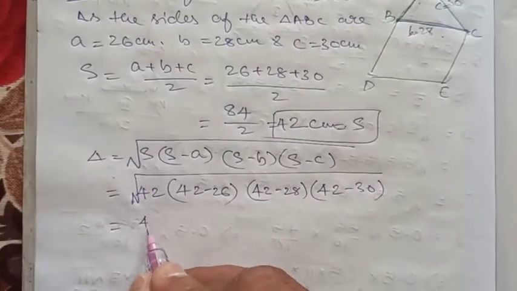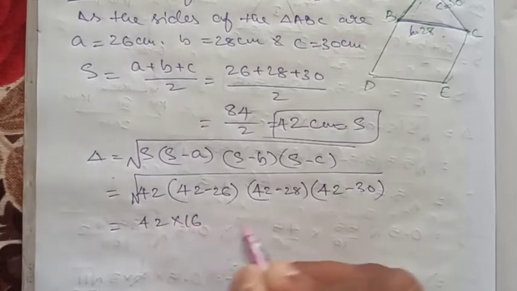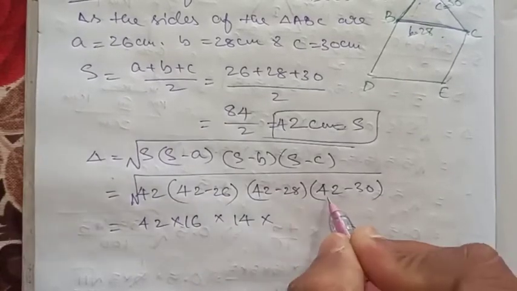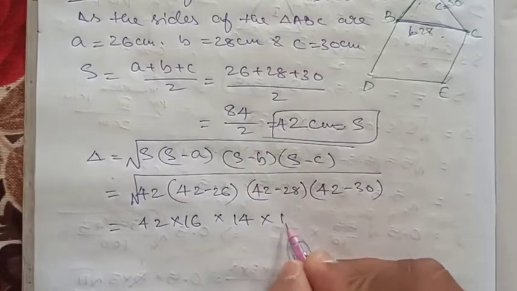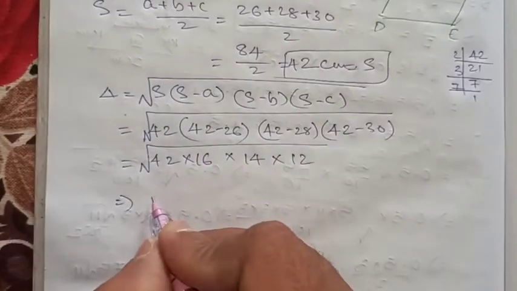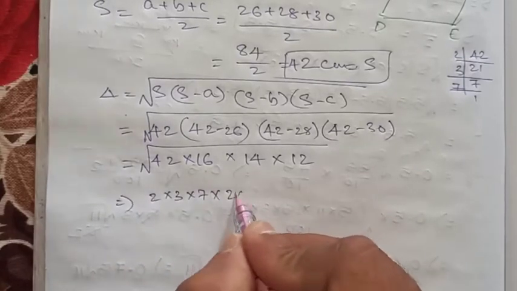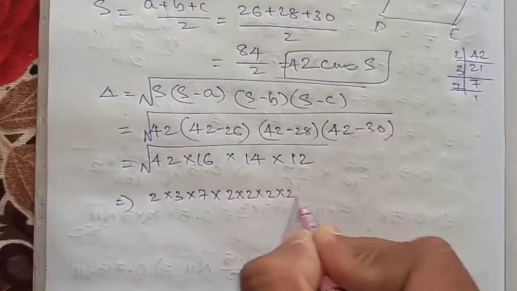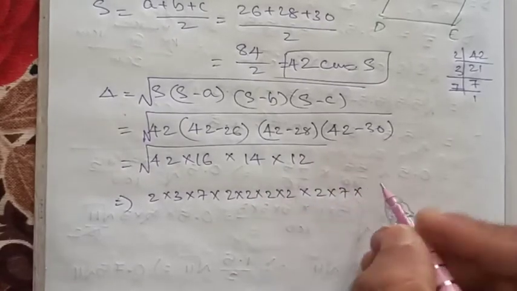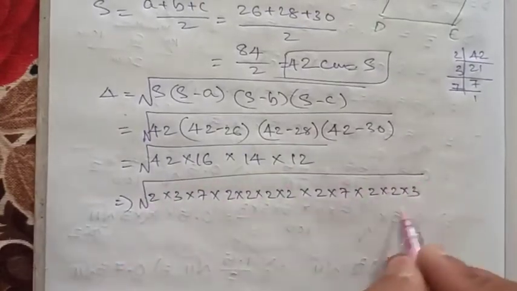Now subtract the values. 42 minus 26 is 16. 42 minus 28 is 14. 42 minus 30 is 12. Find out the factors of these numbers. Factors of 42 will be 2 into 3 into 7. Factors of 16: 2 into 2 is 4, 4 into 2 is 8, 8 into 2 is 16. Factors of 14 will be 2 into 7 is 14. Factors of 12 we can write 2 into 2 is 4, 4 into 3 is 12. So these many values we got.